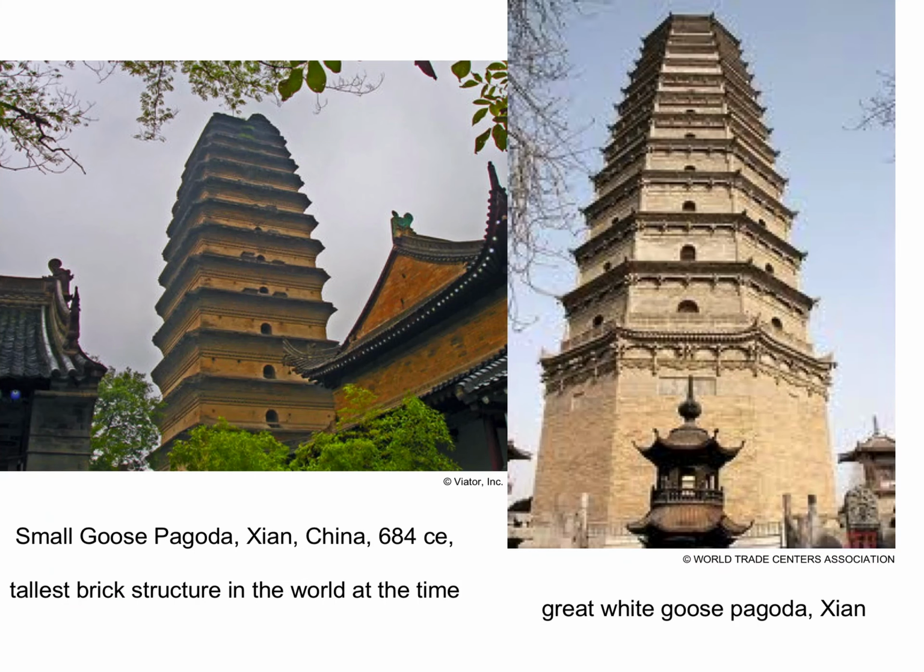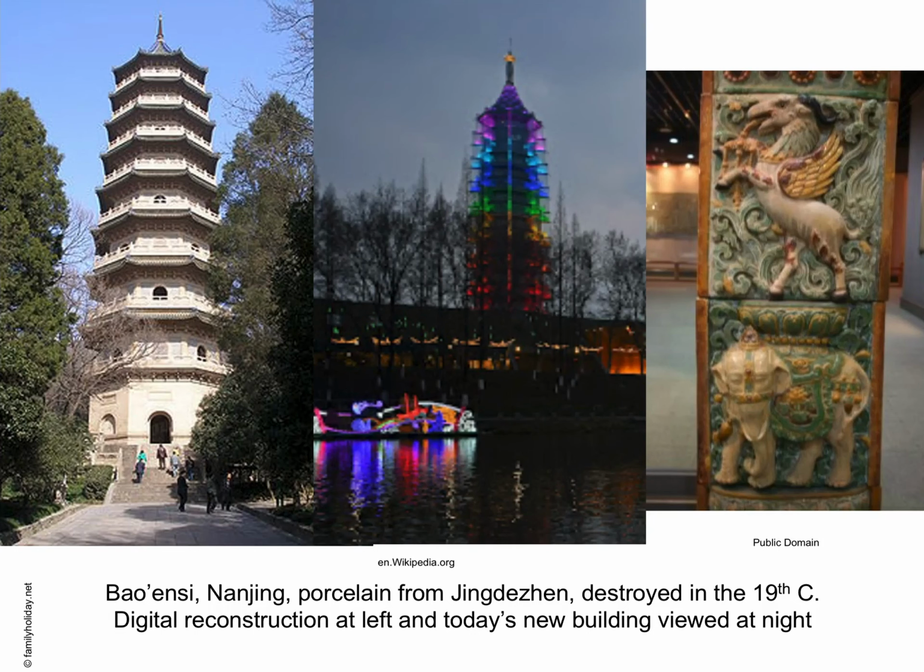This is the Small Goose Pagoda in Xi'an on the left, and at the time it was the tallest brick structure in the world. The White Goose Pagoda, also in Xi'an. The Baoensi Pagoda in Nanjing, which was built out of white porcelain tiles coming from Jingdezhen. It was known as the White Pagoda for that reason.